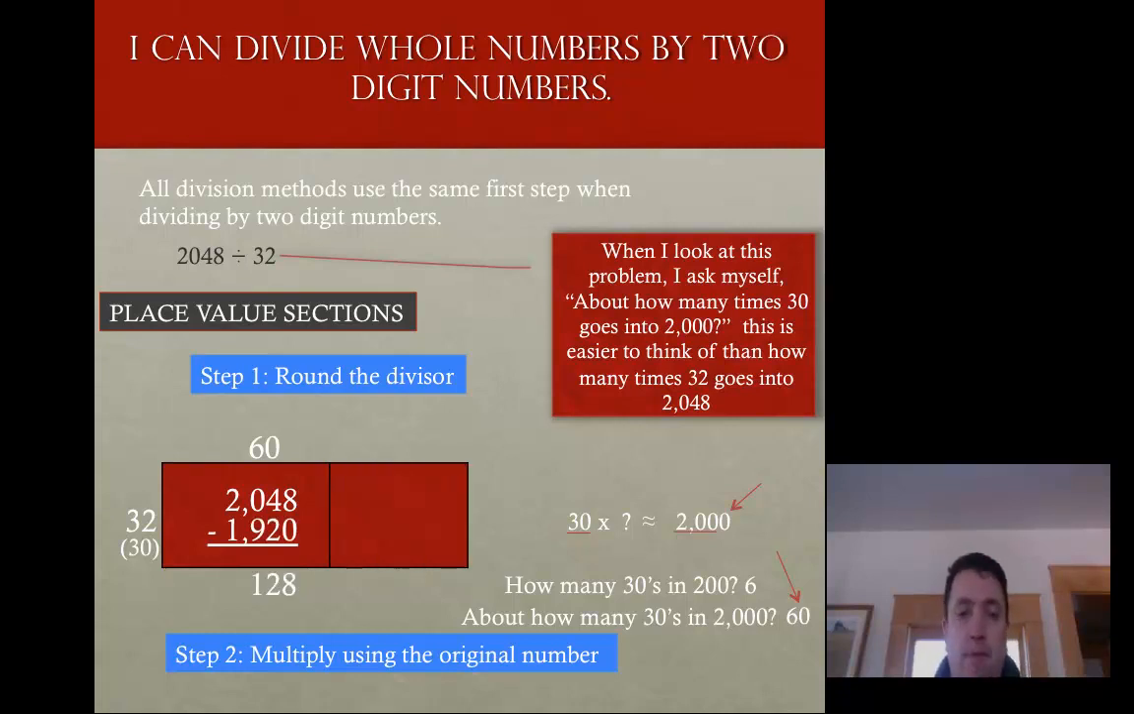We get 128. We're going to draw a new box. We're going to bring our 128 up there. How many times will 30 go into 120? Because I'm going to forget about the 8 on there. Well, I know 3 will go into 12 4 times. So 30 will go into 120 4 times.